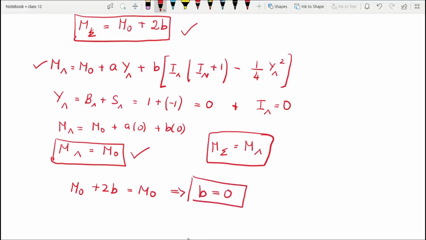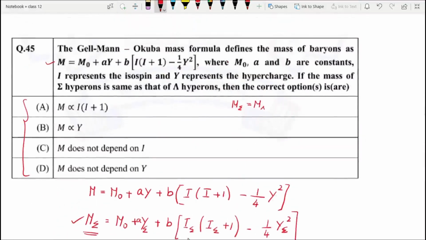Right? Now we can substitute b is equal to 0 in the given mass of baryon formula. So in this formula we will be getting m is equal to m naught plus a into y. This is the formula that we have obtained finally. Now we can say this mass is proportional to y. Right? So option B is correct.